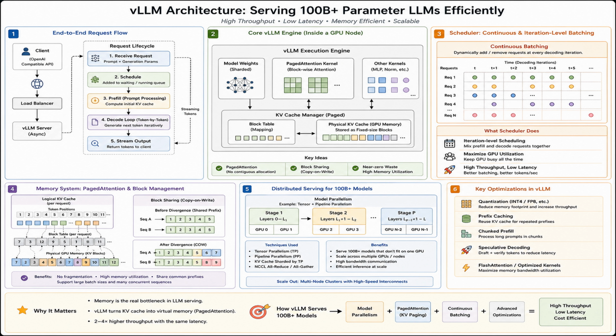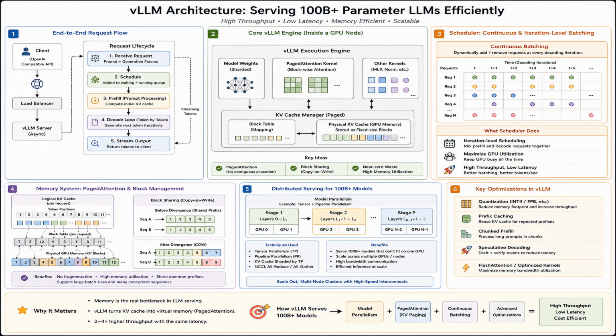A block table maps logical sequence positions to physical memory blocks. The key idea here is that attention operates over these blocks instead of contiguous memory. This enables efficient memory usage without changing the underlying model computation.